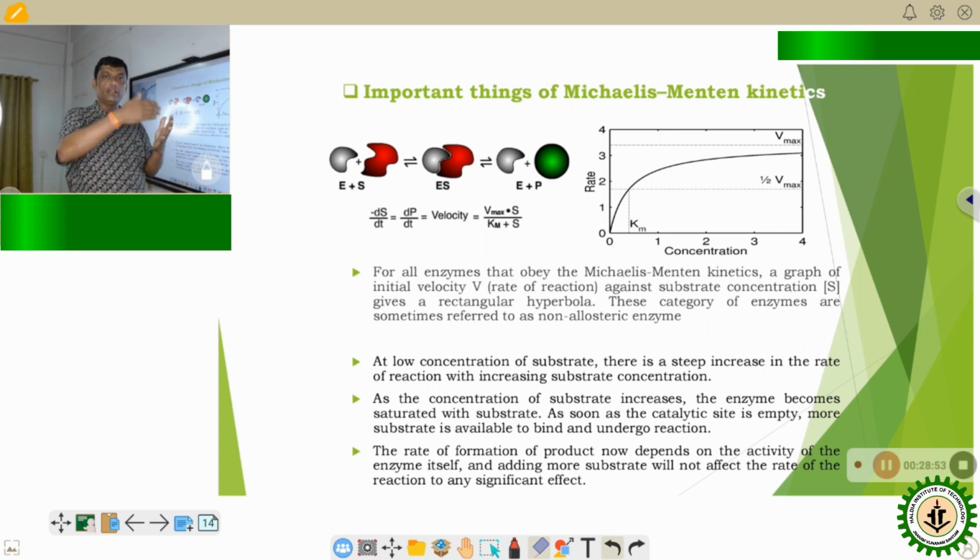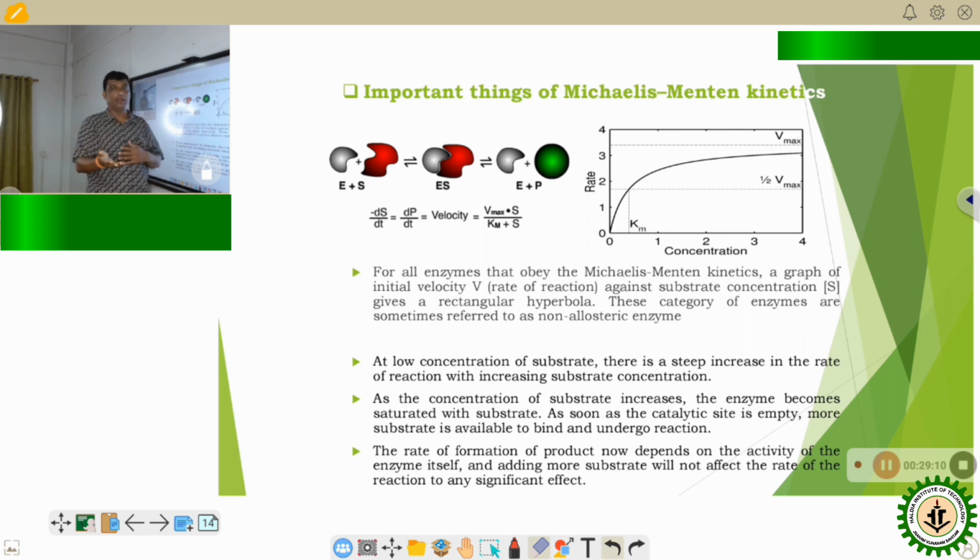Slowly, suppose we increase the substrate up to 10 mole, and we have 10 mole of enzyme. Now if we add 10 mole of substrate, 10 mole enzyme interacts with 10 mole substrate, giving 10 mole product in 1 hour. So the rate of reaction is 10 mole per hour.